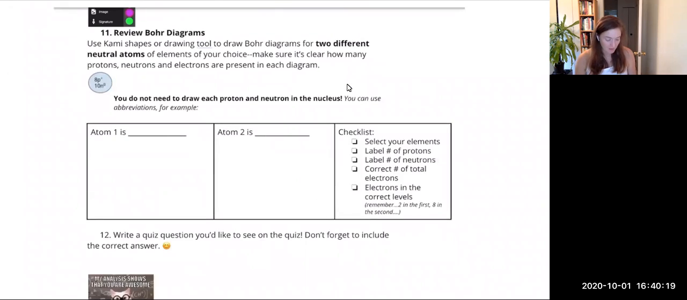All right, for number 11, you can draw any 2 different neutral atoms of your choice, okay? So I can't do this one for you, but I did give you a checklist over there on the right. So, you know, just follow that checklist and you should be fine. And then number 12, write a quiz question you'd like to see. Don't forget to include the correct answer. So I'll be looking at those and maybe you'll see one of your questions on the quiz, or maybe we'll save it and use it another time.